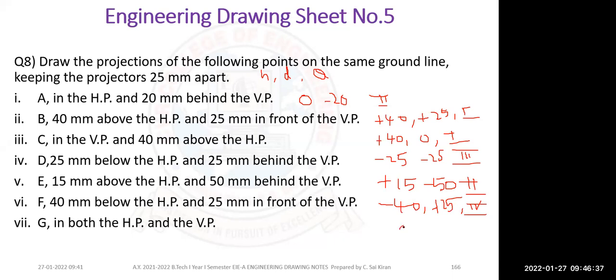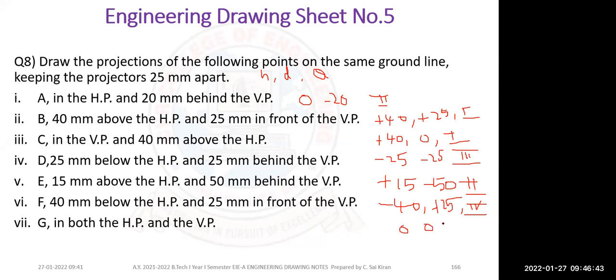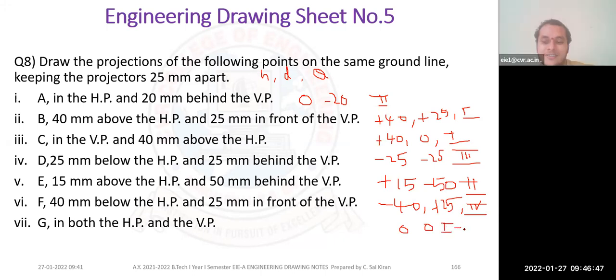So for the letter G, what is the H? 0. Both are 0, sir. What is the quadrant? Origin, sir. All quadrants are possible: first quadrant, second quadrant, third quadrant, fourth quadrant, because it is at the axis. It is at the origin. Whenever it is at the origin, it belongs to the first, second, third and fourth quadrants. Okay.